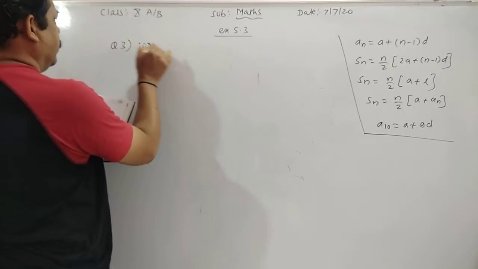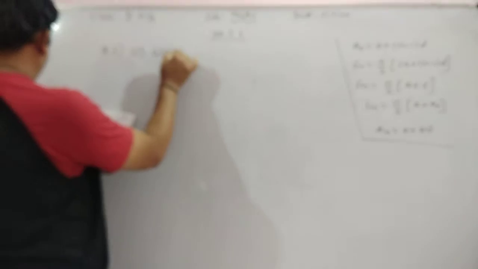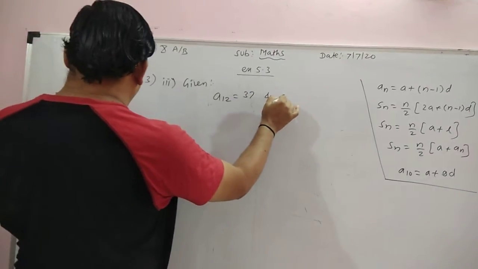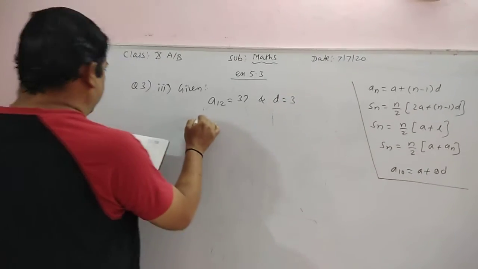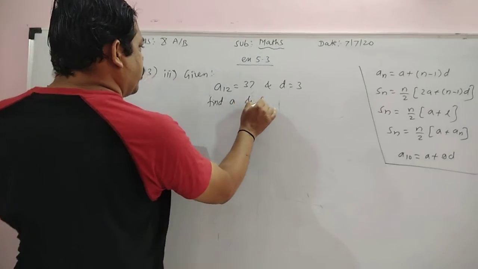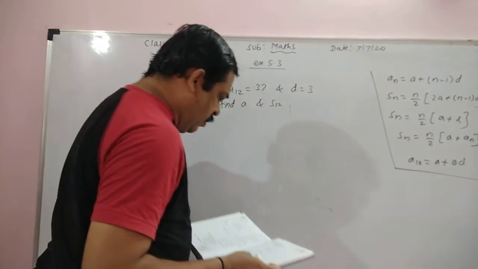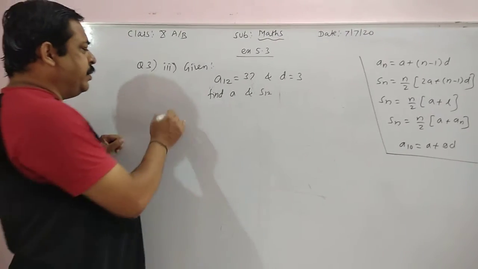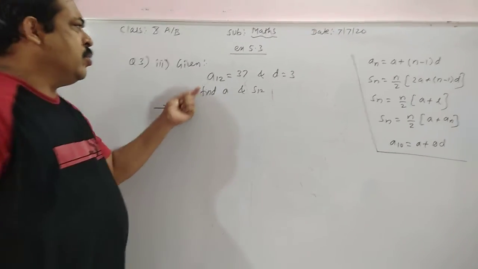Given A12 is equal to 37, d is equal to 3, find a and S12. Again we use the same formula.